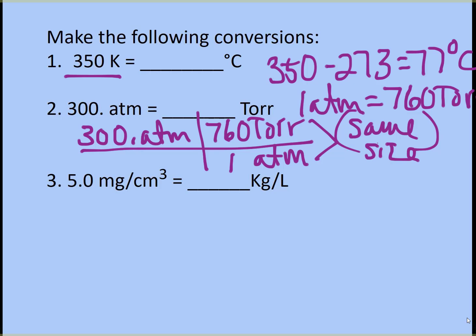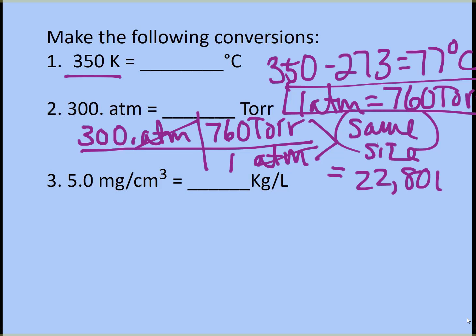So all I'm doing to that 300 atmospheres is multiplying it by 1, essentially, because my conversion factor is stacked on top. Figure out what's equal to what, and then 1 will go on the top and 1 will go on the bottom. And remember, to cancel out, you go diagonally. So atmosphere cancels, and I'm left with torr, and I get 22,800 torr. That's a lot of pressure.